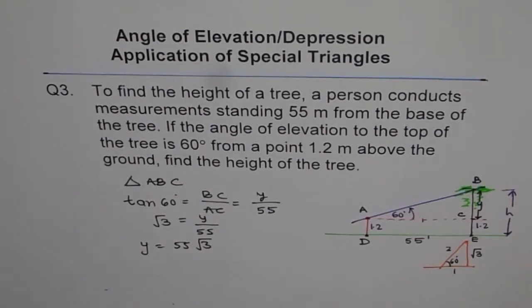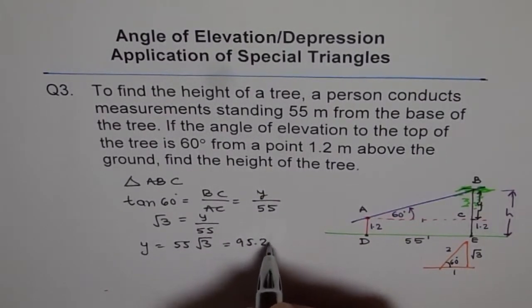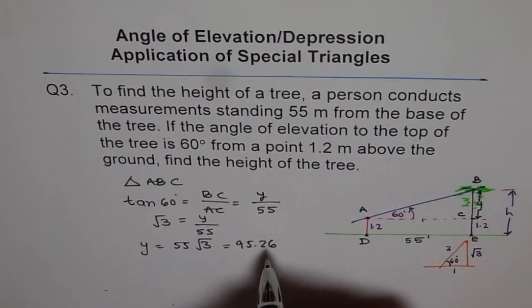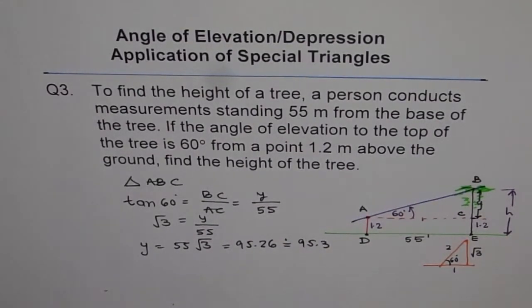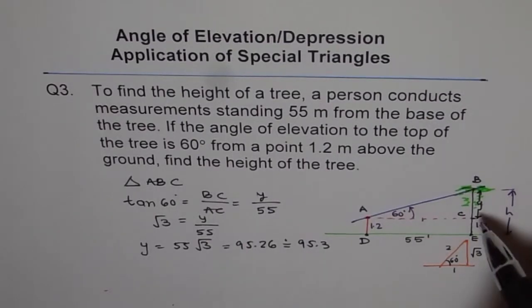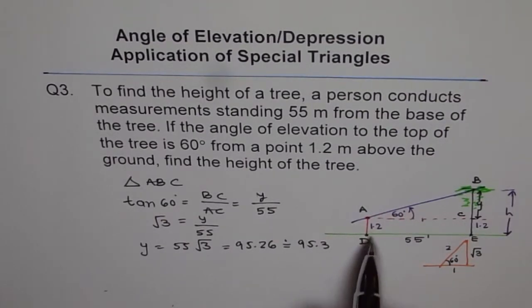So we can use our calculator and figure out what this is. Square root of 3 multiplied by 55 will give us a value which is 95.26. So let's say 95.3 meters. Okay, so that is the height of this. Now I rounded to 1 decimal place because the other number here is 1 decimal place, correct?